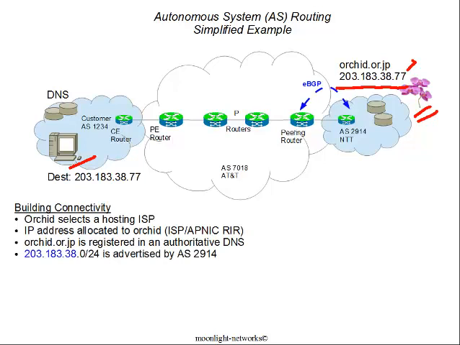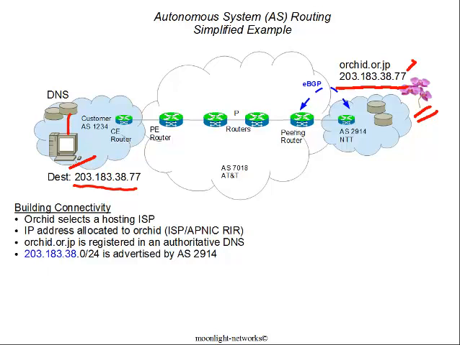Now, the address has to be advertised. The DNS lookup that's going to be performed when I try to access that website is only going to return the destination IP address. It's not going to tell me how to reach it. The protocols used to advertise addresses are called border gateway protocols, and we're going to examine two of them here.